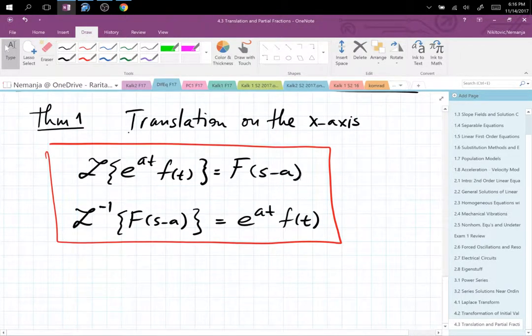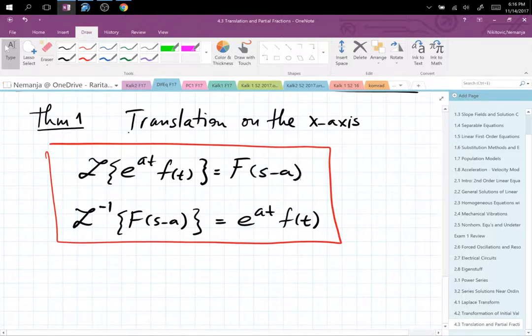Let's see if I can find an interesting example. If it is plus 3, shift to the left 3 units. If it's minus 3, shift to the right 3 units.